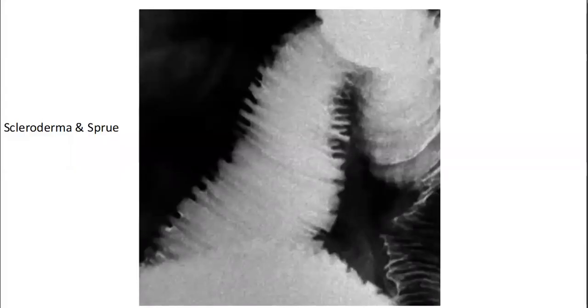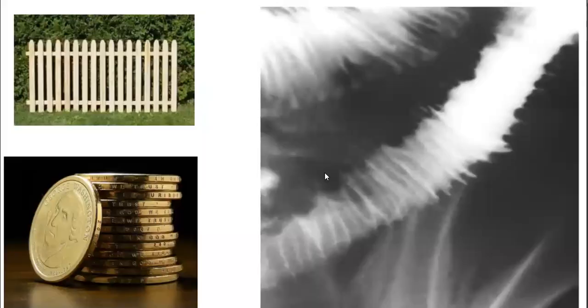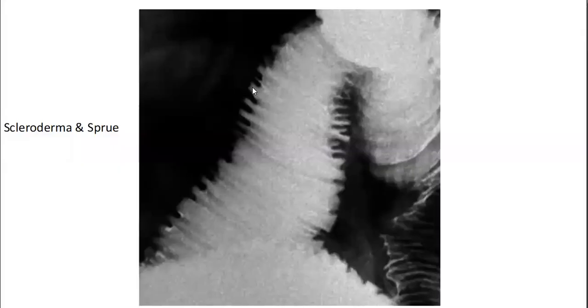Very close to the picket fence is something called the hide-bound appearance. The hide-bound appearance and the picket fence are very close if you look. The difference is that in the hide-bound appearance there is no thickening. It is seen in scleroderma. There is no thickening of the folds. In fact, there is atrophy of the mucosa and muscularis, so there is fibrosis. The folds are actually very closely placed to each other, correct? There is no thickening of the villi.